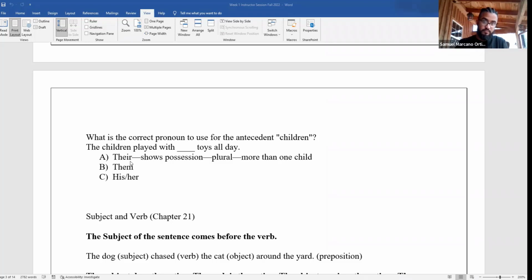It's plural, because children means more than one child. So therefore, we write, the children played with their toys all day. The pronoun has to agree in gender and number. Therefore, in this case, number.